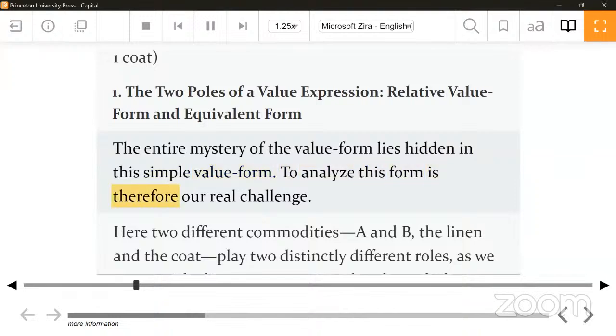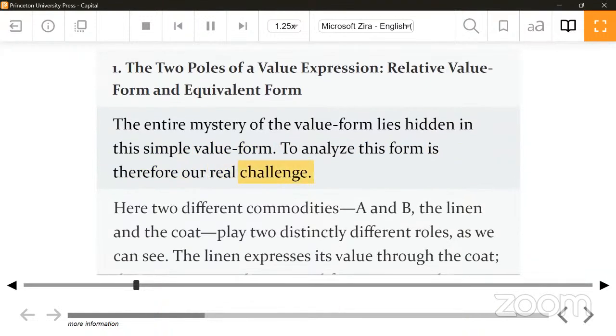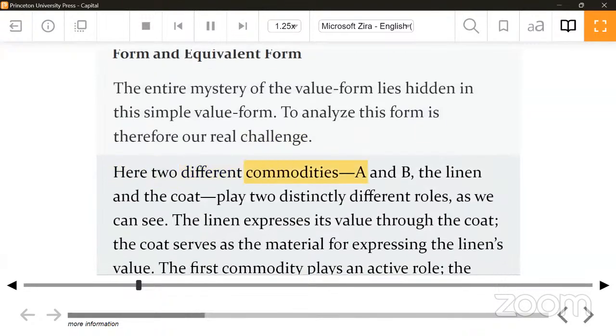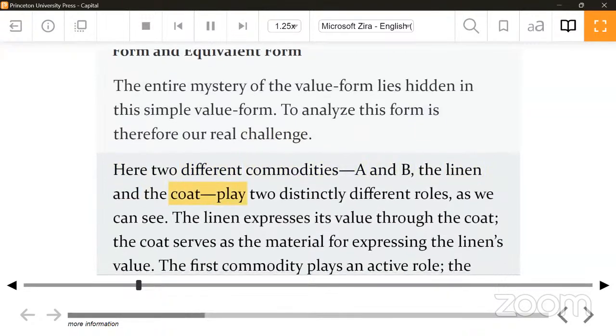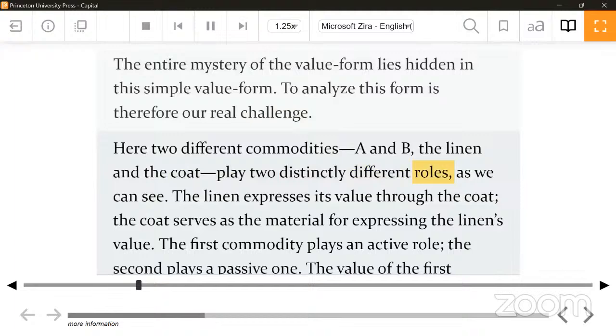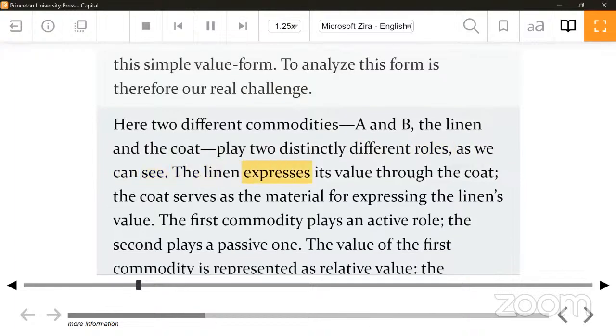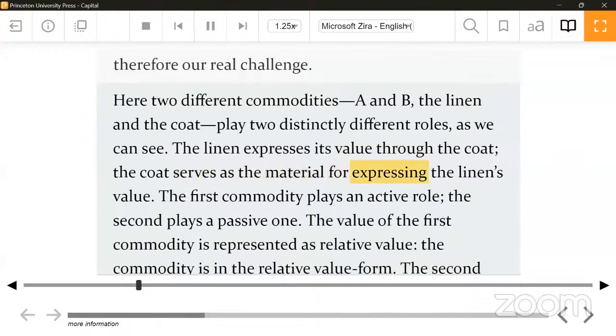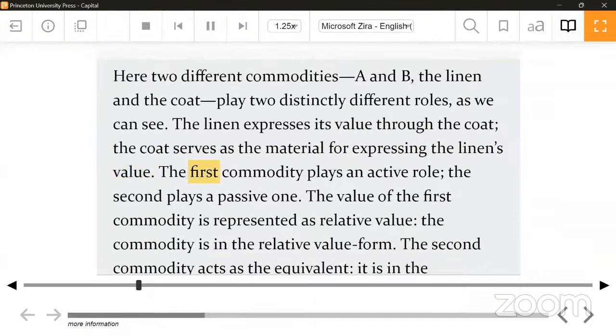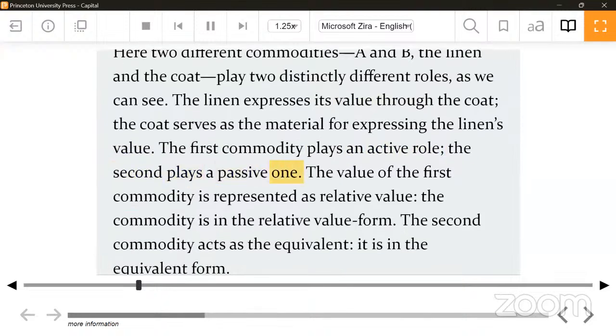To analyze this form is therefore our real challenge. Here two different commodities, A and B, the linen and the coat, play two distinctly different roles, as we can see. The linen expresses its value through the coat, which serves as the material for expressing the linen's value. The first commodity plays an active role, the second plays a passive one.